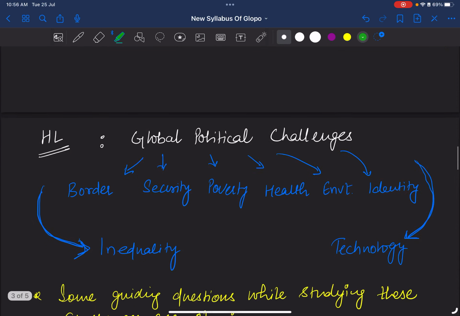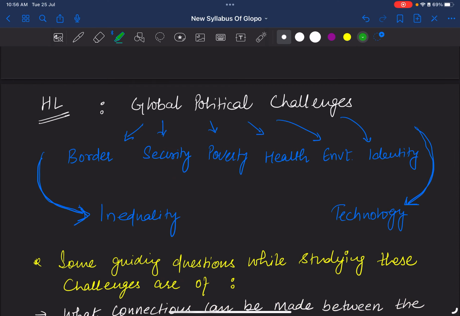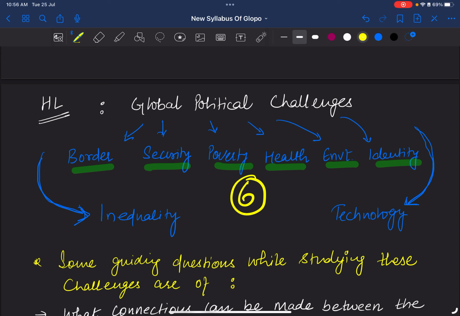Now we'll go further and talk about HL. You already know that IB DP has 2 levels: one is standard level and the second one is higher level. If you opt for higher level, you remember that right now you are doing the higher level global political challenges. You are currently studying border, security, poverty, health, environment, identity. These are the 6 global political challenges. The extra global political challenges are inequality and technology.